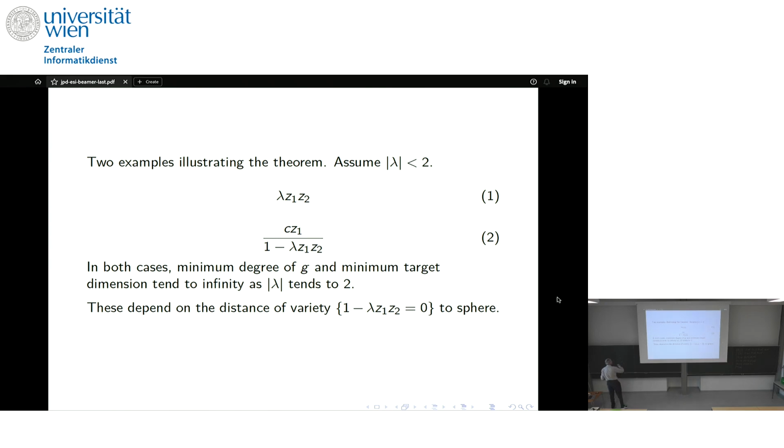And let's look at the other one, similar, for the same lambda and appropriate C1, that function maps the closed unit ball to inside the unit disk. So I can find polynomials making that the first component of a rational sphere map. But both the degree and the number of terms go to infinity the closer this variety, 1 minus lambda z1, z2 equals 0, gets to the sphere. So this is a serious analysis situation.